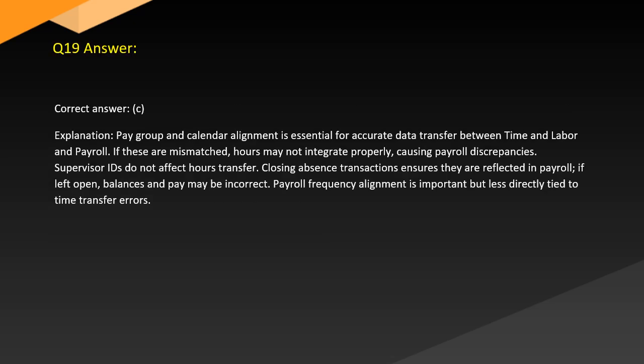Answer. Correct answer: C. Explanation. Pay group and calendar alignment is essential for accurate data transfer between Time and Labor and Payroll. If these are mismatched, hours may not integrate properly, causing payroll discrepancies. Supervisor IDs do not affect hours transfer. Closing absence transactions ensures they are reflected in payroll. If left open, balances and pay may be incorrect. Payroll frequency alignment is important, but not directly tied to time transfer errors.